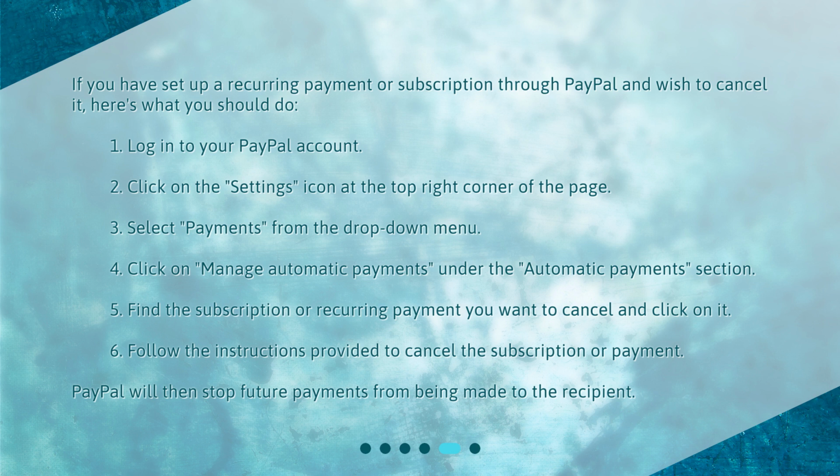4. Click on Manage Automatic Payments under the Automatic Payments section. 5. Find the subscription or recurring payment you want to cancel and click on it. 6. Follow the instructions provided to cancel the subscription or payment. PayPal will then stop future payments from being made to the recipient.